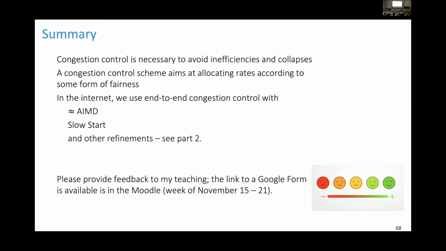In the second part, given by the professor, you will see more refinements and the implementation point of view, how it's really implemented in TCP-IP.